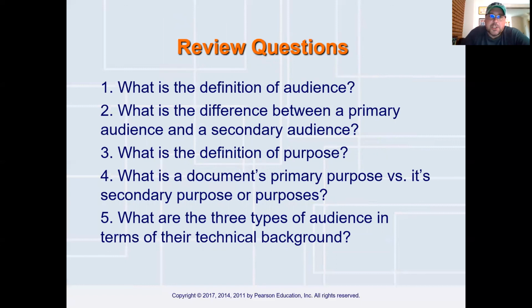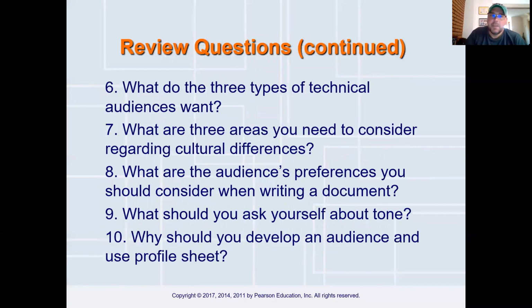So review questions for this chapter. 1, what's the definition of audience? 2, what is the difference between a primary audience and a secondary audience? 3, what is the definition of purpose? 4, what is a document's primary purpose versus its secondary purpose or purposes? And 5, what are the 3 types of audience in terms of their technical background?